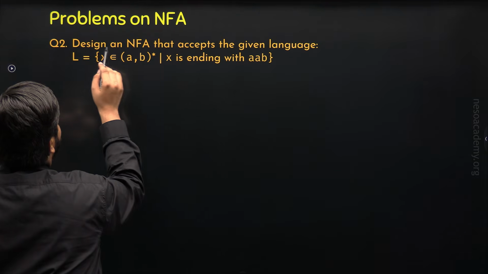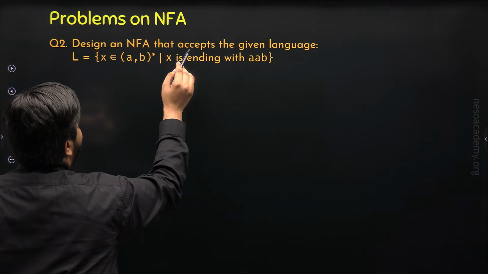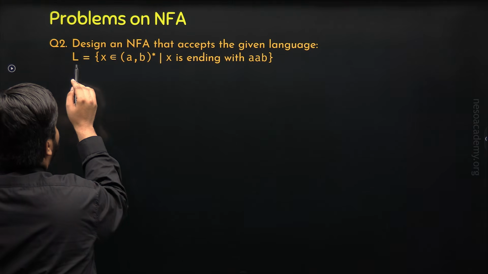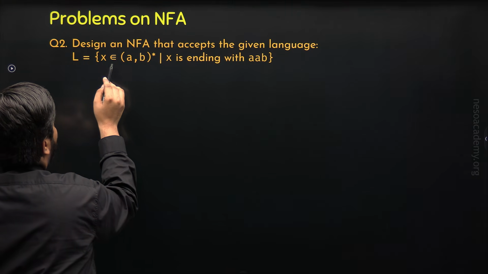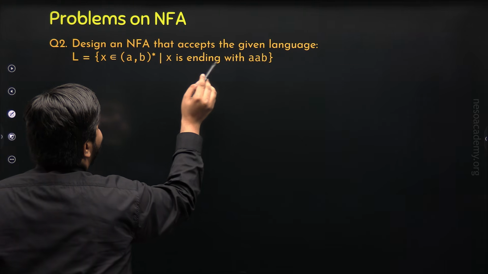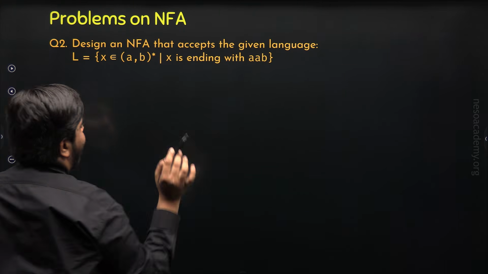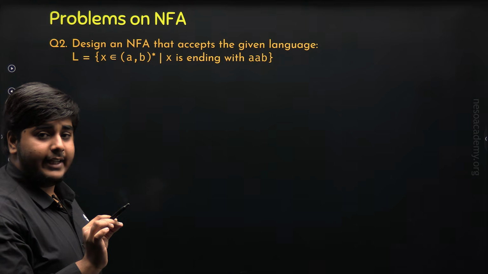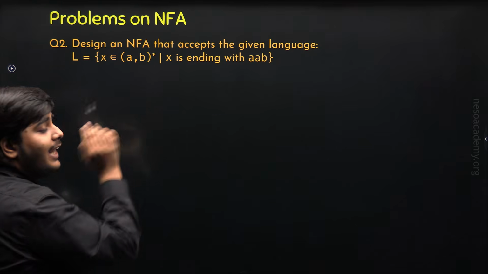Design an NFA that accepts the given language. L is equal to {x belongs to {a, b}* such that x is ending with aab}. That means we are required to construct an NFA to accept the given language.